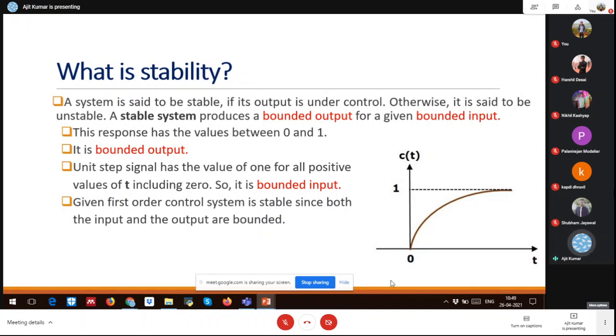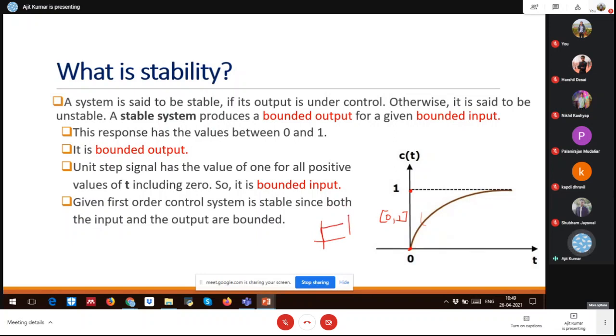For example, in this case, as we have already seen in our earlier class, this is a response for a first order system against step input. We know step input is bounded input between 0 and 1 if it is unit step. For that, the response is also bounded. If you see the value of output, it lies between 0 and 1.